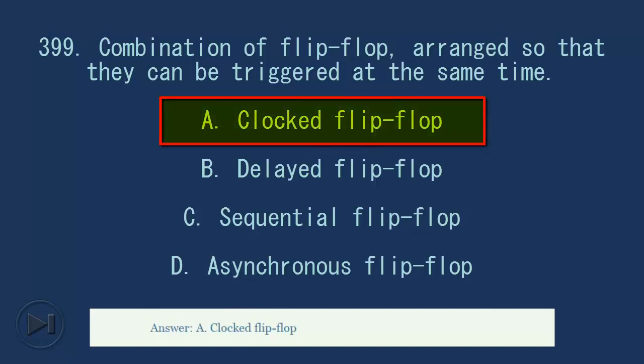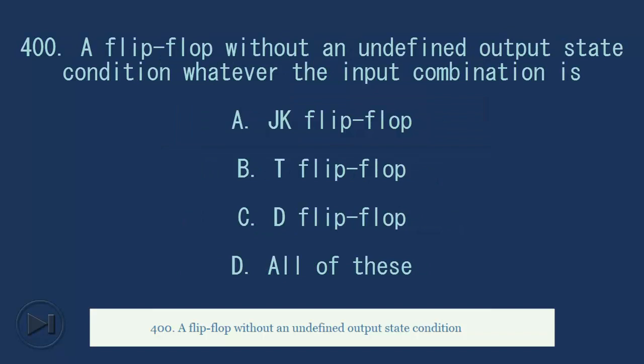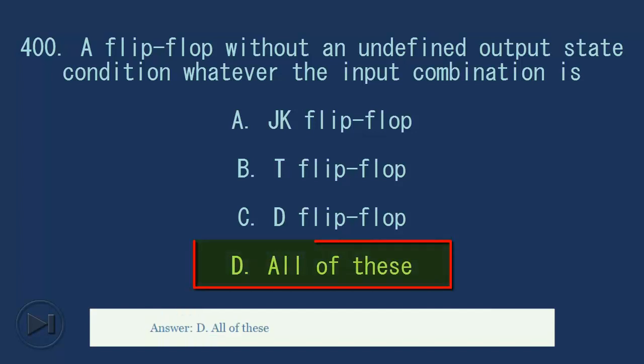Clocked flip-flop. 400. A flip-flop without an undefined output state condition whatever the input combination is. A. JK flip-flop. B. T flip-flop. C. D flip-flop. D. All of these. Answer: D. All of these.